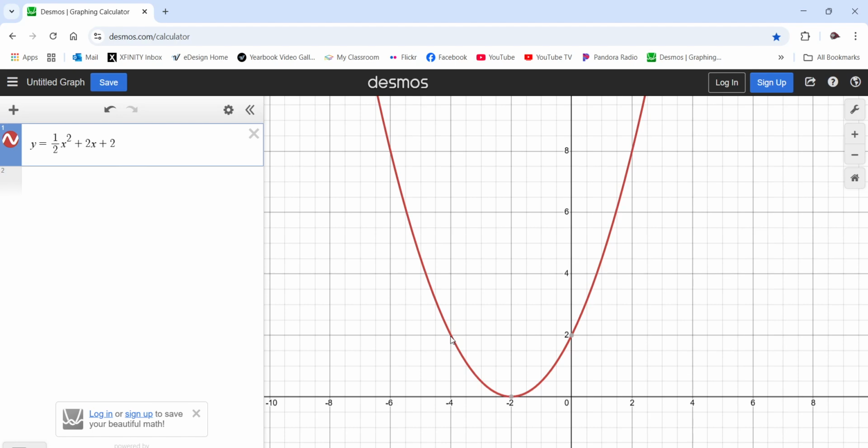Make sense? Yeah. See how nice it is to do the thing algebraically, then you put it into the computer and you see the graph matches up exactly with what we were talking about. Yeah, I think so. All right, let's get out of Desmos and let's do another one.